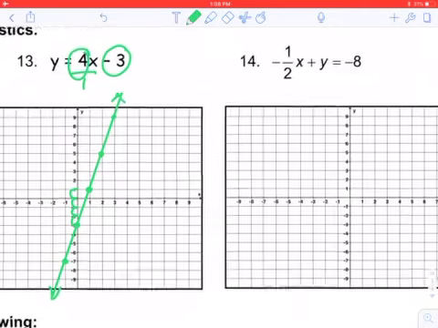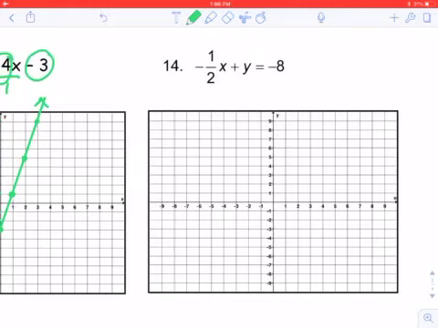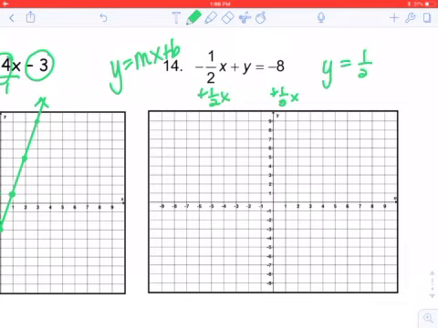Okay. Last one, I need to do the same thing, except I have a problem. This does not look like y equals mx plus b. So I need to move things around again until I see my slope and my y-intercept appear. So I need to add 1/2 x to both sides. So I've got y equals 1/2 x minus 8. Nice and easy. That was a quick one to solve. So now I've got the y by itself. So there's my slope. There's my y-intercept.